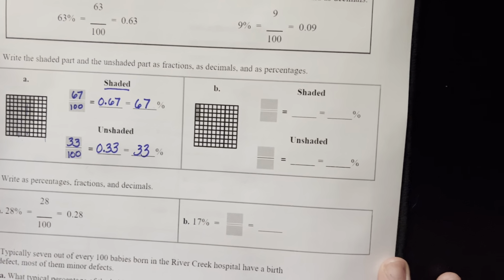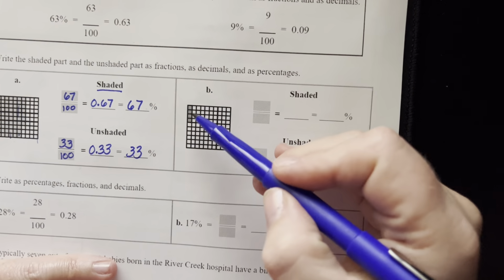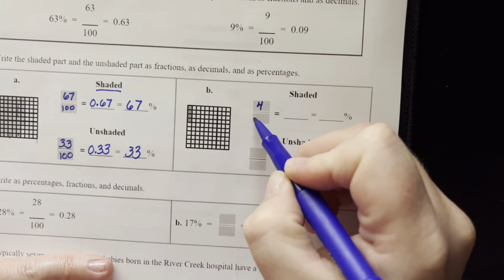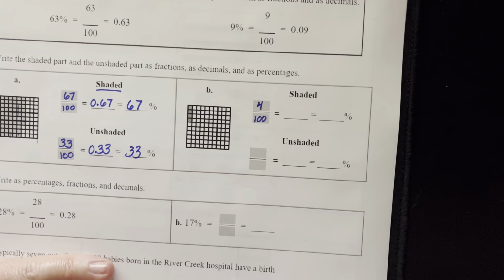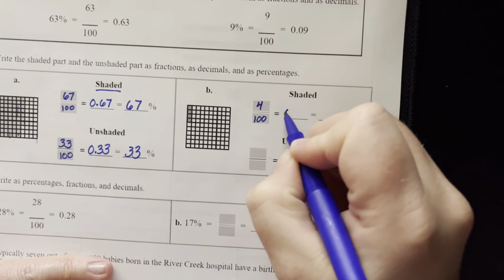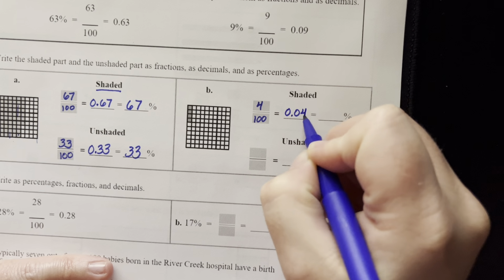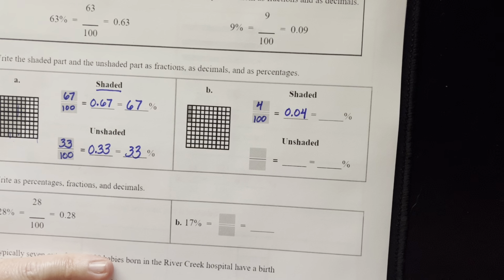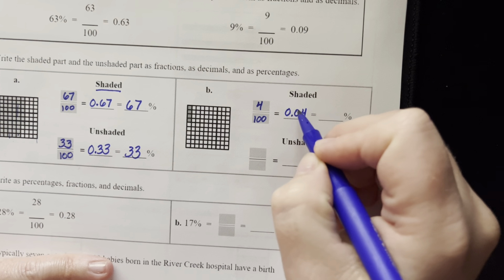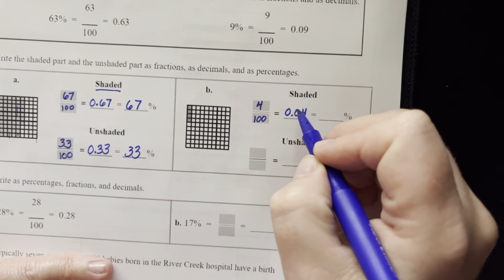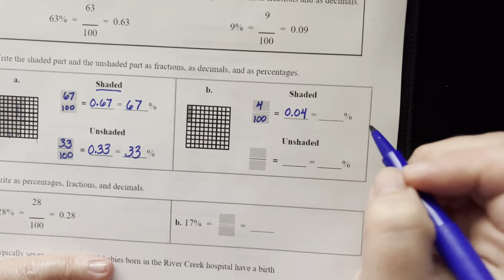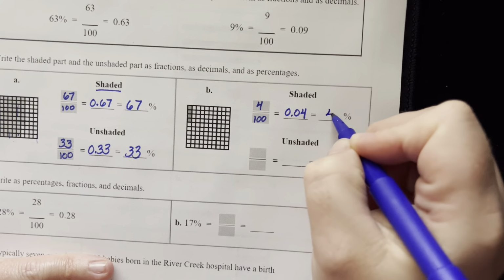If we look at the second example, we have now only 4 shaded blocks out of 100, which tells us our decimal is still going to be 4 hundredths. We don't have a digit higher than 0 in the tenths position because we don't have a full column or row shaded. So this means this is 4%.